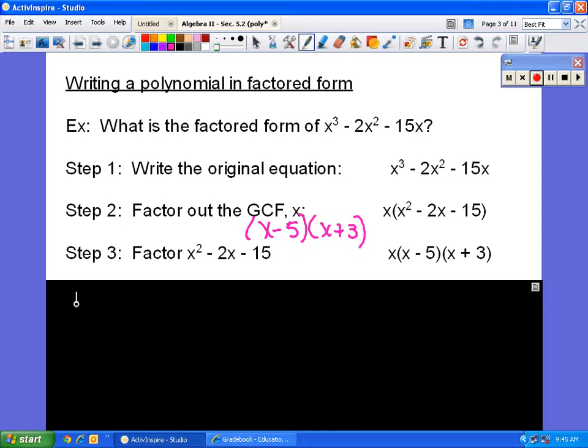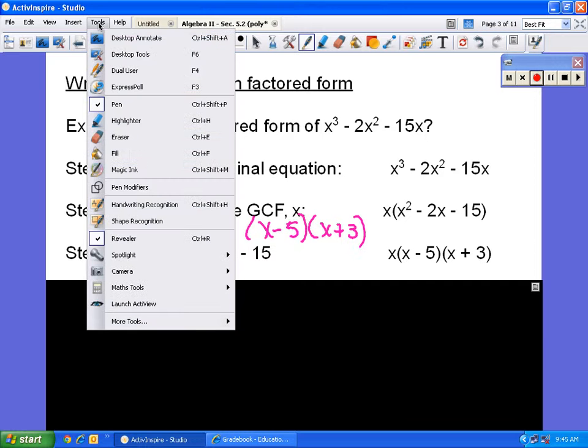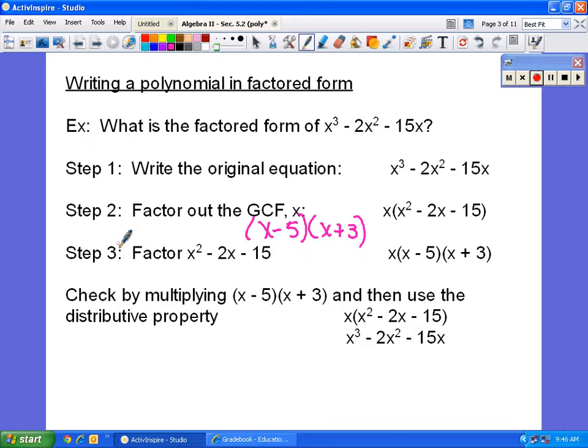Okay, now, if you are a good math student, what you're going to do is check your work. And the way you check your work is you go backwards. First, you're going to FOIL the two binomials, and then you're going to distribute the x back into the expression. And hopefully you get the same thing that you started with.